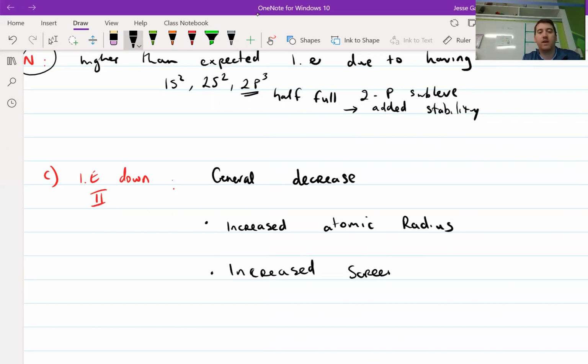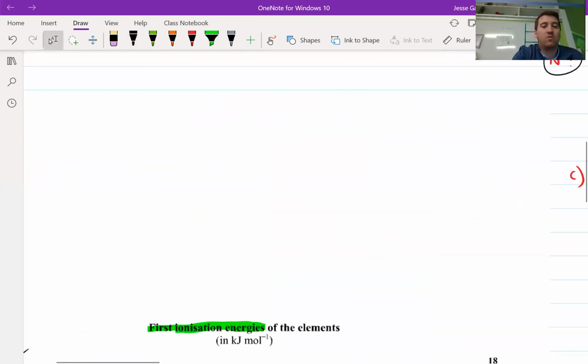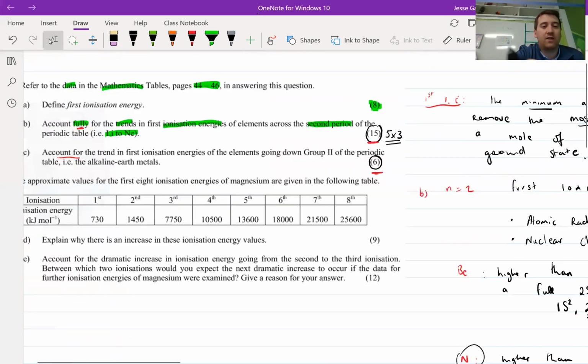Well done. If you got those right, that's brilliant. Screening effect. Again, you should know those very well. You should have studied all those patterns very carefully. Right, the next one was where students found another challenge.